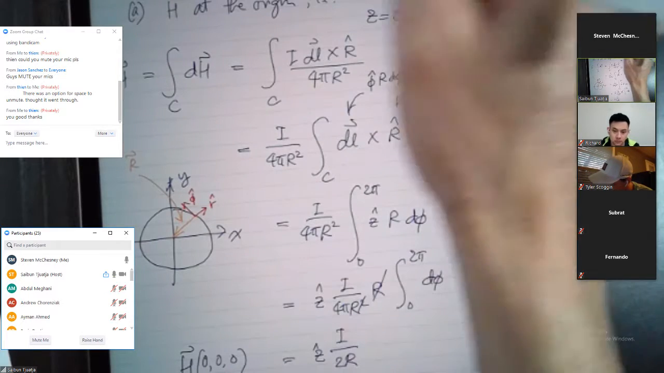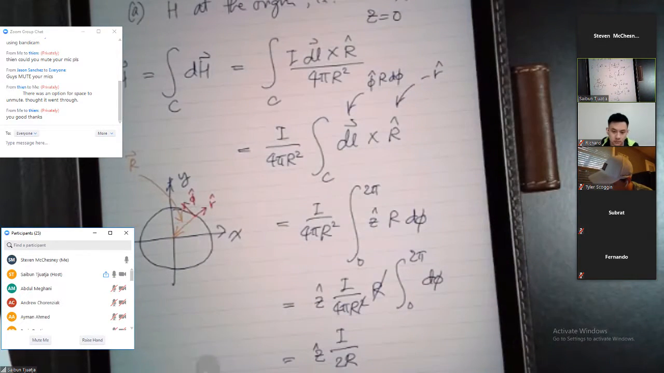Let me erase this. Let me rewrite it nicer. So basically what we have is the H field at 0, 0, 0 equal to this. Any questions? So at a center point.